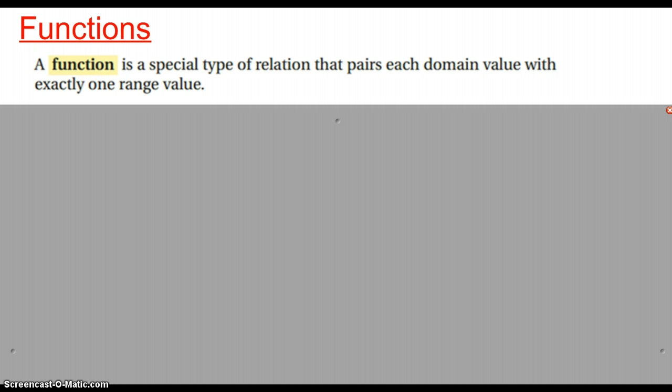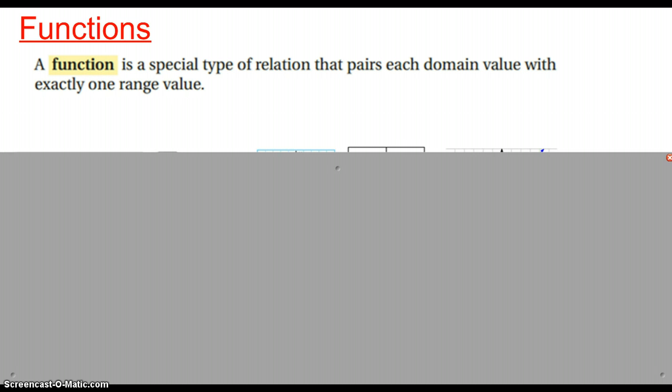But functions can also be defined in the relation realm. And here is the definition, and it sounds kind of confusing, so we'll clear up this definition with some examples. It says a function is a special type of relation that pairs each domain value with exactly one range value. Basically what this is saying is that there should be no repeat x values, and I want to take a look at that.